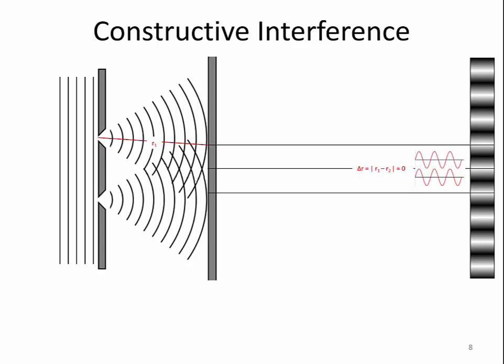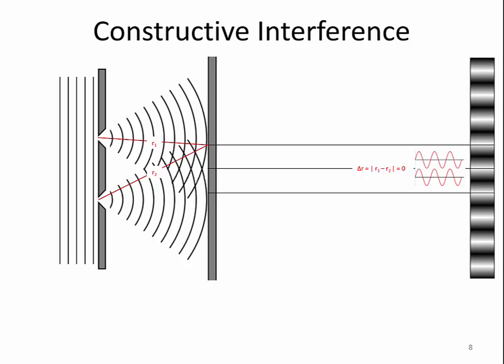Well, you can see that this position is closer to the top slit. R1 is a smaller value than R2. So when can I get constructive interference and when can I have these light waves in phase, even though one travels longer than the other? Well, let's take a look at this.